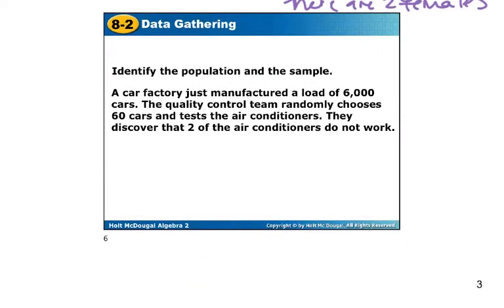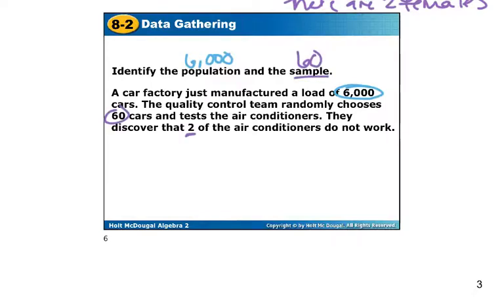So the next one has nothing to do with prairie dogs anymore. Now we're talking about population and the sample of this scenario. A car factory just manufactured a load of 6,000 cars. The quality control team chooses 60 of those cars and tests the air conditioners. They discover that 2 of the air conditioners do not work. So again, they're not going to test all 6,000, because that is actually the population. They are, in fact, going to take a sample of that, which is going to be 60 cars.